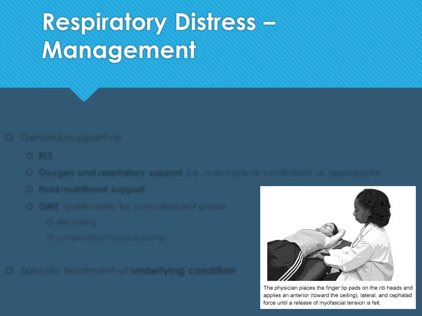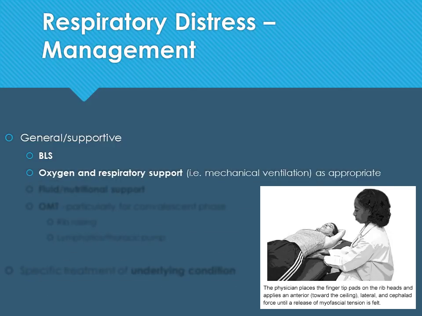The management of respiratory distress is generally supportive. We're going to practice basic life support, so A, B's, and C's, airway, breathing, and circulation. We're going to provide oxygen and respiratory support, like mechanical ventilation, as needed. We're going to offer fluid and nutritional support. Remember the importance of fluids, especially if somebody's tachypnic. They're going to become more dehydrated more quickly than somebody who's not tachypnic, because essentially they have all of these excessive losses of fluid from their fast breathing.